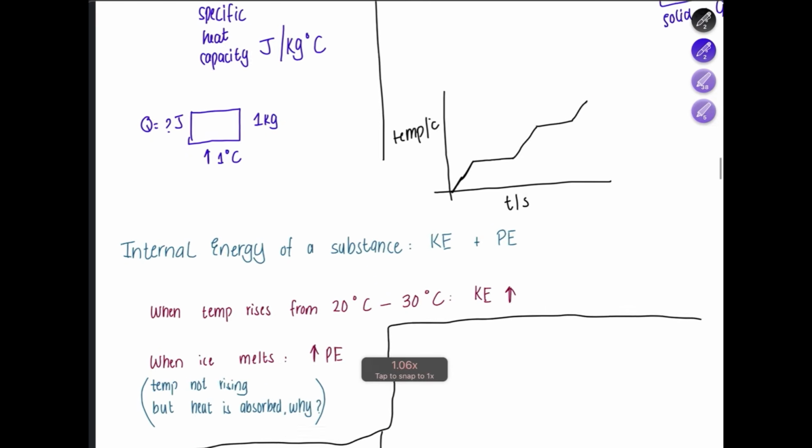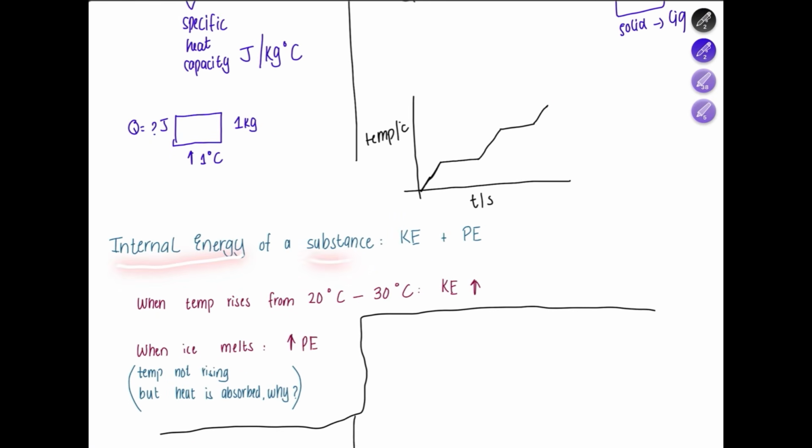Okay, so now we can look at these points. Internal energy of a substance is kinetic energy and potential energy. When the temperature rises, for example, from 20 to 30 degrees Celsius, only the kinetic energy is increasing. The temperature is increasing, the particles are vibrating faster, so there is an increase in kinetic energy. However, when there's a change in state over here and here, for example, ice melting or liquid boiling, the temperature is not rising, but the particles are moving away from each other. As they're melting, the intermolecular forces are being broken, and potential energy is increasing.